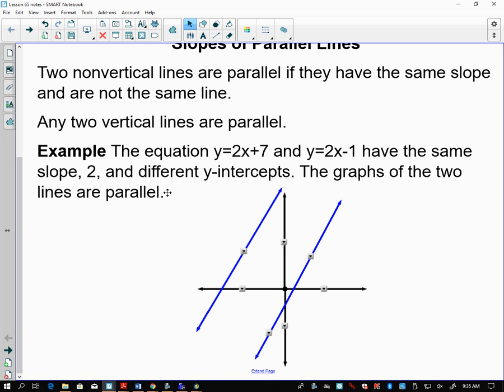All right, so they both have a slope of 2. Do they have the same y-intercept? No, so they are different lines. They have to be different lines. So those are the graphs of 2 parallel lines, and they will go on in each direction forever and never touch each other.